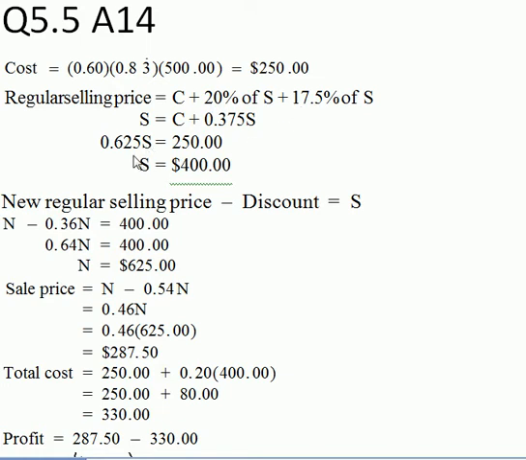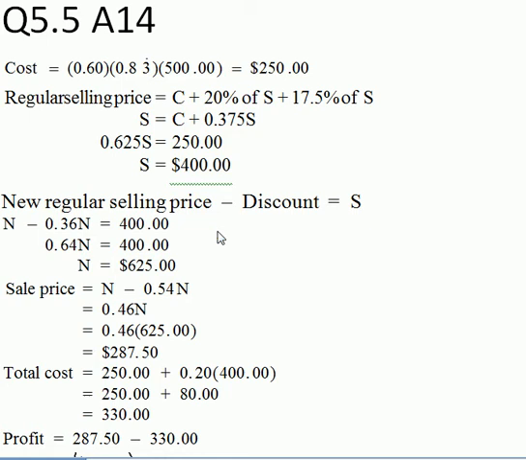Next, we can subtract 0.375S from both sides. So 0.625S, that's 1 minus 0.375S. 0.625S equals 250, which is C, the cost. Next, divide both sides by 0.625. And so S on its own, remember we're always trying to get S on its own, is 250 divided by 0.625 equals 400.